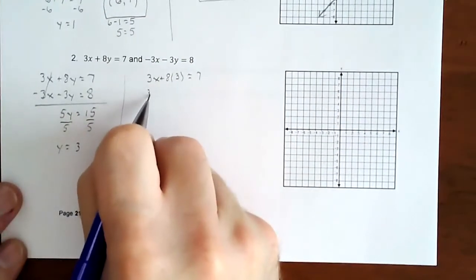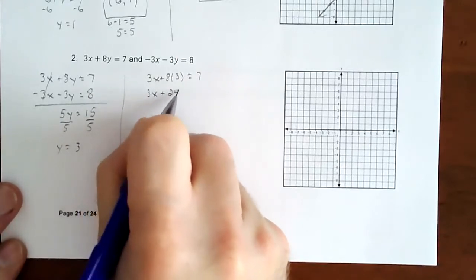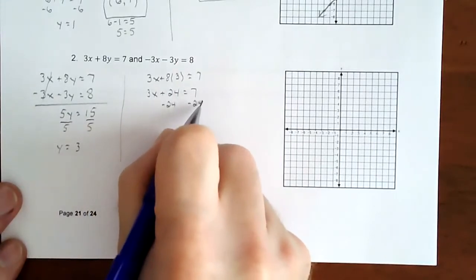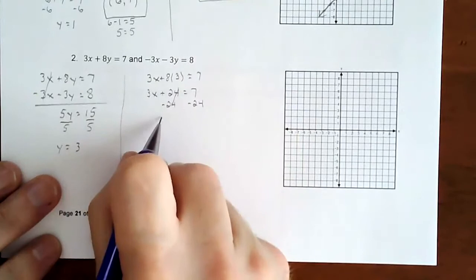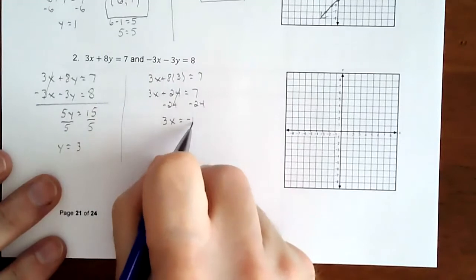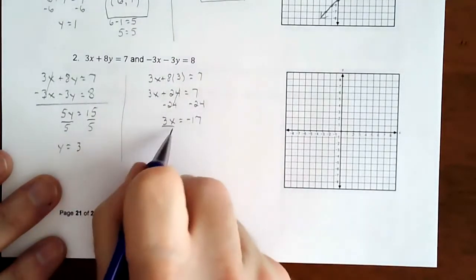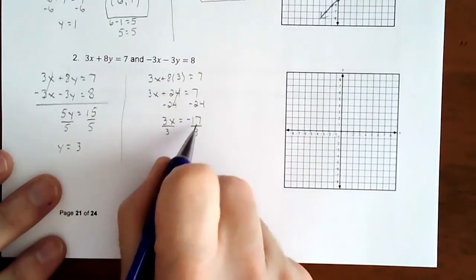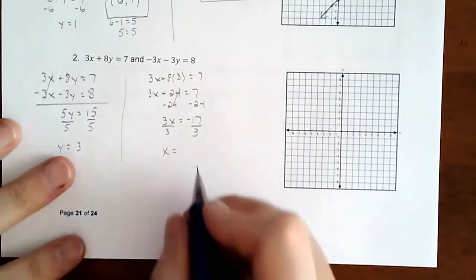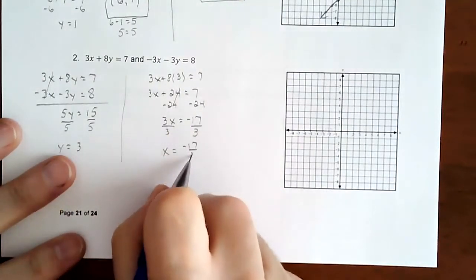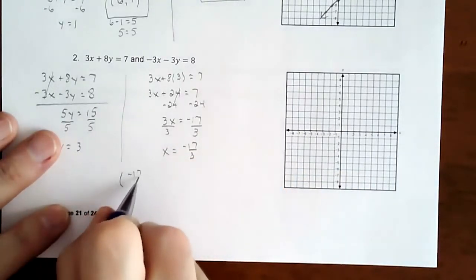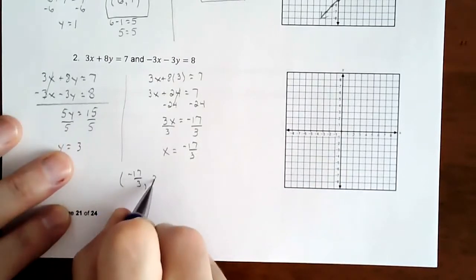So I have 3x plus 8 times 3 equals 7. 8 times 3 is 24, so 3x plus 24 equals 7. Subtract the 24, so that goes away. You're looking at 3x equals 7 minus 24, which is negative 17. Now, bad news is we're going to divide by 3, and it's not going to work out clean. This would have been a total limitation if you were to try to graph this. So we get negative 17 thirds. So our solution is negative 17 thirds, comma, 3.